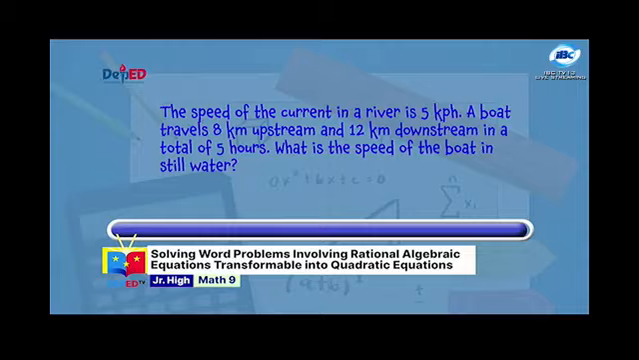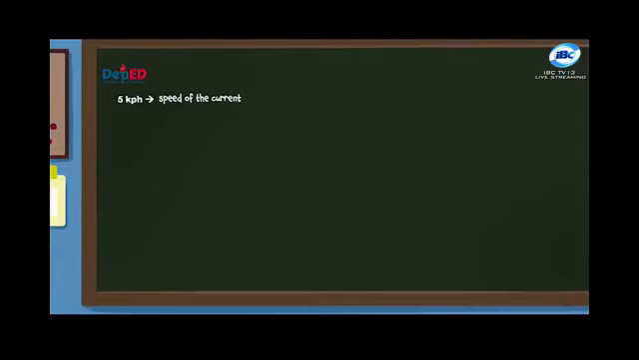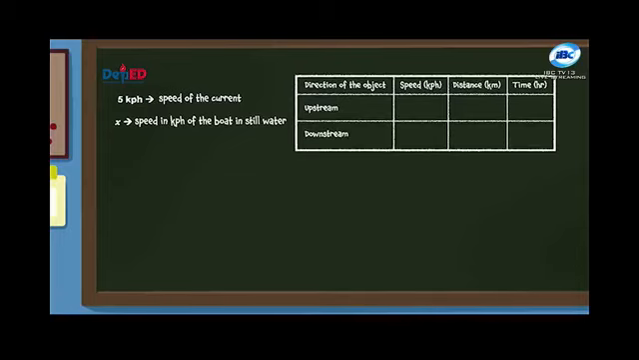Time is up. The speed of the current is 5 kilometers per hour. However, the speed of the boat in still water is unknown, so we let this be x, which is also in kph. This means that the speed of the boat when traveling upstream could be written as x minus 5. When it travels downstream, its speed is written as x plus 5. We record that the upstream part is 8 kilometers long, while the downstream part is 12 kilometers.